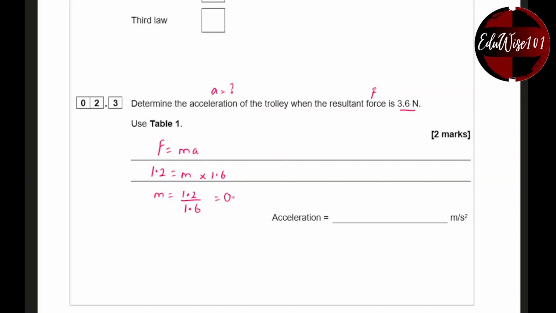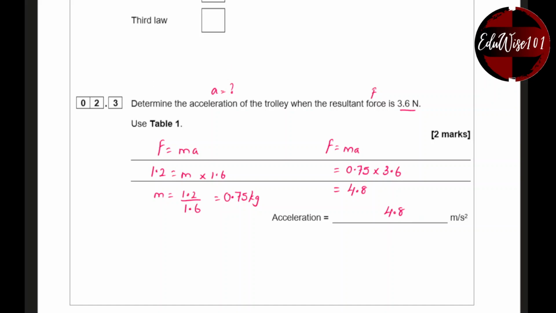That gives me 0.75 kilogram. Then I can use this in the equation again. F equals ma. Mass is 0.75 multiplied by 3.6, and that gives me an answer of 4.8 meters per second squared.